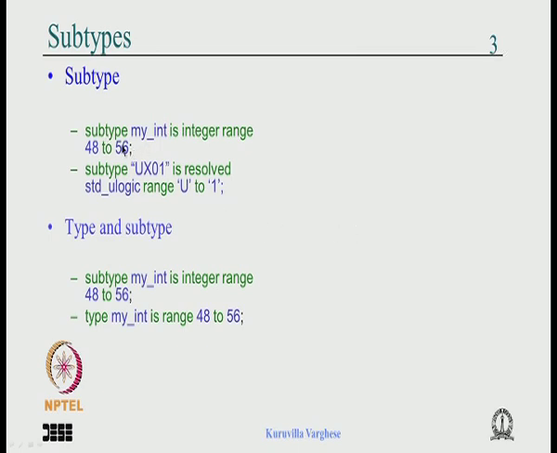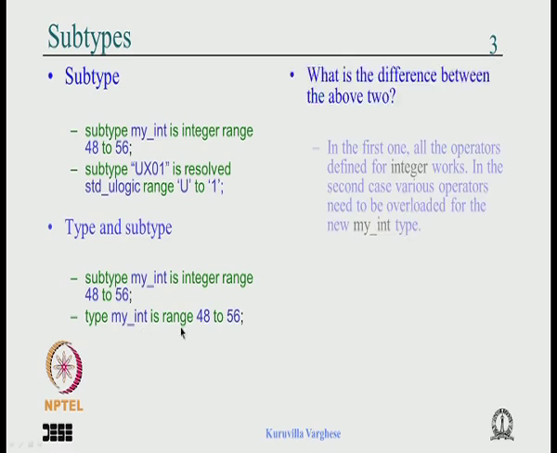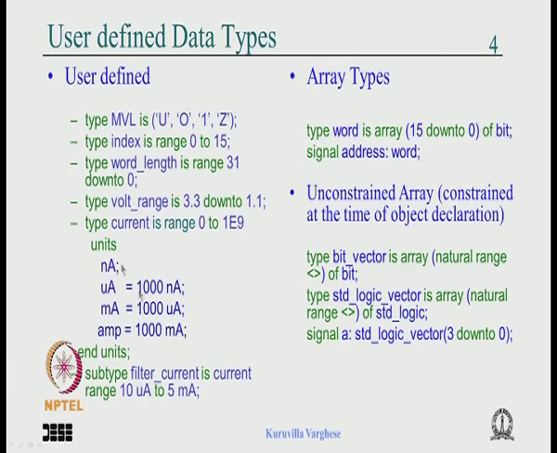The advantage of defining a subtype is that you can use all the operators, unlike if you define your own data type, then you need to overload all the operators and functions which you need to use for this particular data type. And this shows various user defined data types: enumerated, these are integer, this is real, and this one is a physical data type, and this is a subtype.